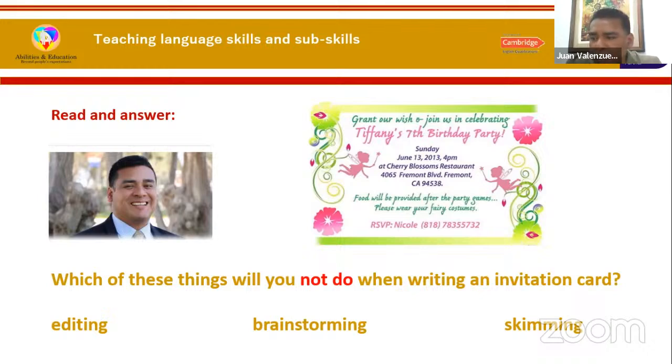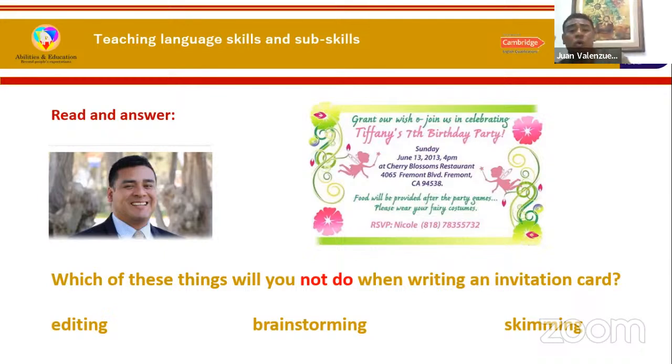Have you ever written an invitation card? It's not easy because you start by saying something, then you feel like, no, it's not right, and you want to erase and start again. So which of these things will you not do when writing an invitation card? When we do writing, there are some things that are connected to that process of writing, to that activity of writing. Which of these things will you not do when writing an invitation card? Do you do editing? Do you have to edit? Do you have to brainstorm? Do you do skimming? Do you have to skim?